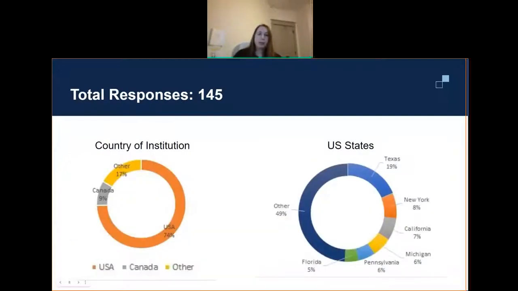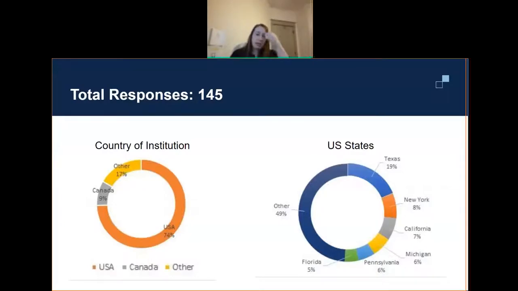So here we go, results. We had a total of 145 responses that were collected from 20 different countries, with a majority of those responses coming from the United States, 74%. Among those in the US, 24 individual states were represented, with a majority from Texas at 19%, followed by New York, California, Michigan, Pennsylvania, Florida, and then 49% were other states.